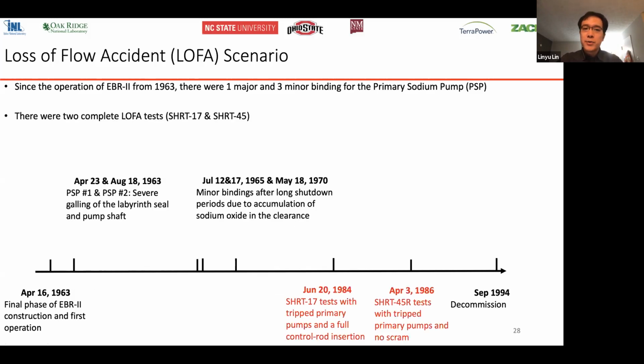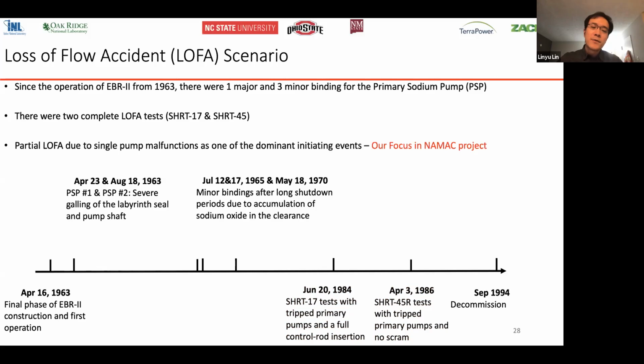In addition, there were 2 complete loss of flow accident tests, known as SHRT-17 and SHRT-45. In both cases, we had 2 primary pumps shut down. So in a word, we found that loss of flow accidents, especially the partial loss of flow accident due to single pump malfunction, can be treated as one of the dominant initiating events for the EBR-II reactor. And this will be our focus in the NAMAC project, and this is also how we design a case study and make our proof of concept.